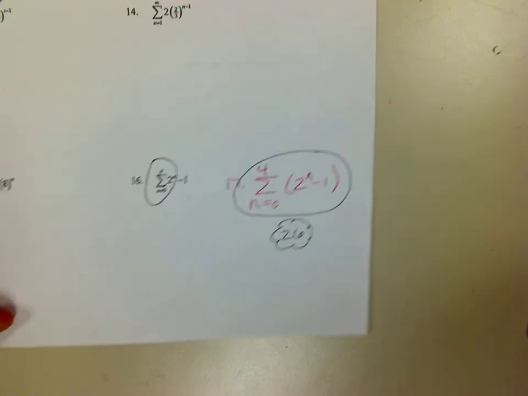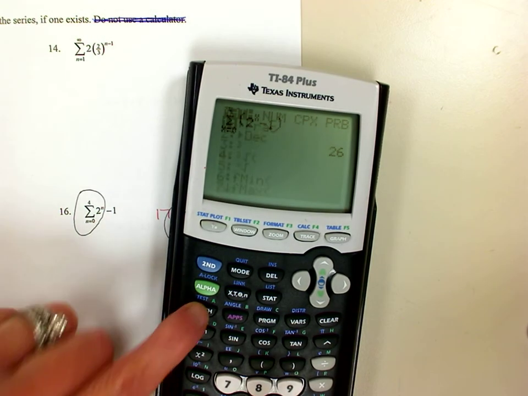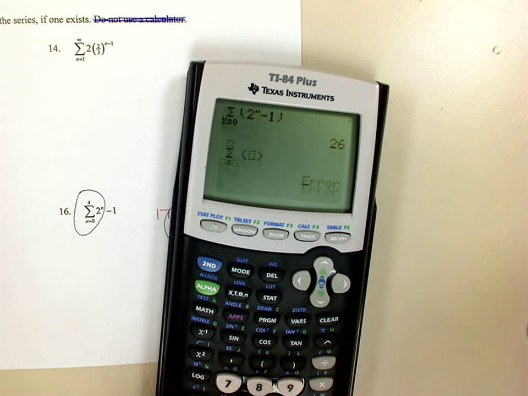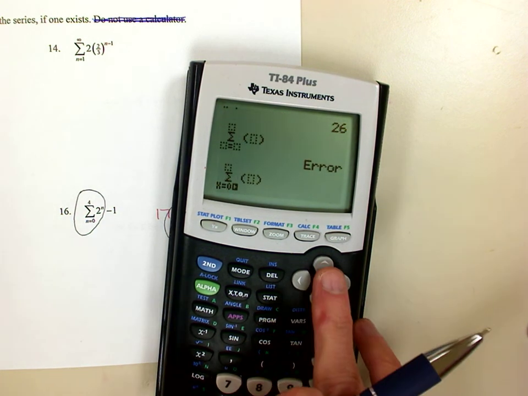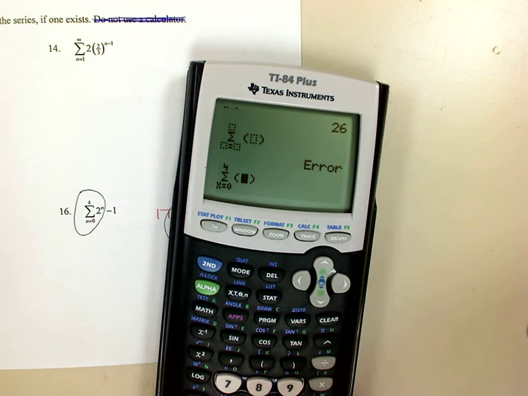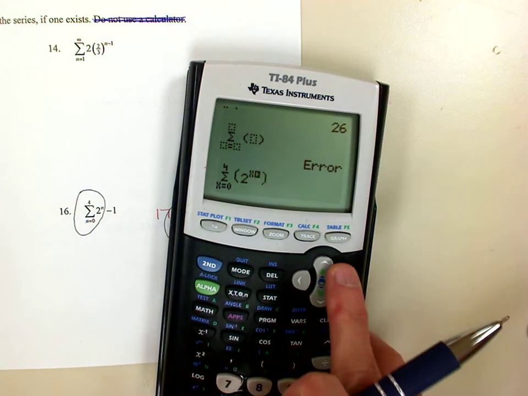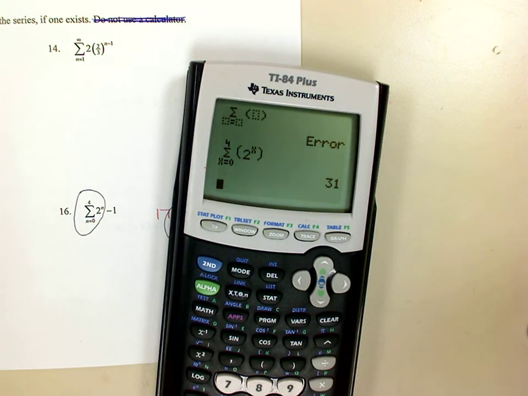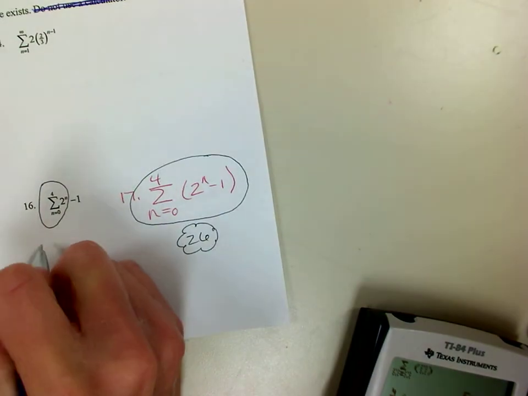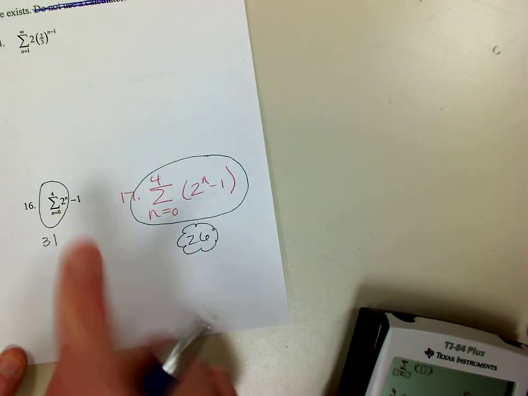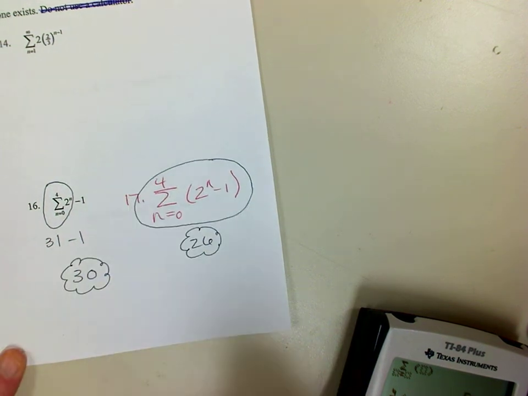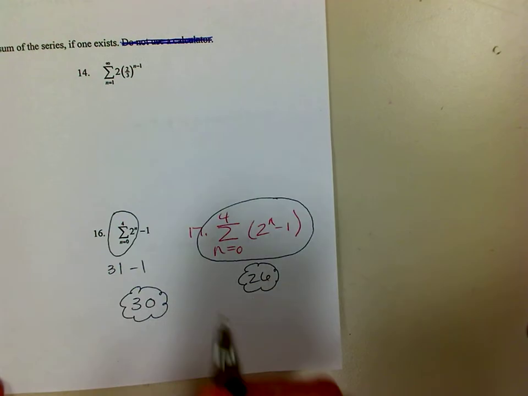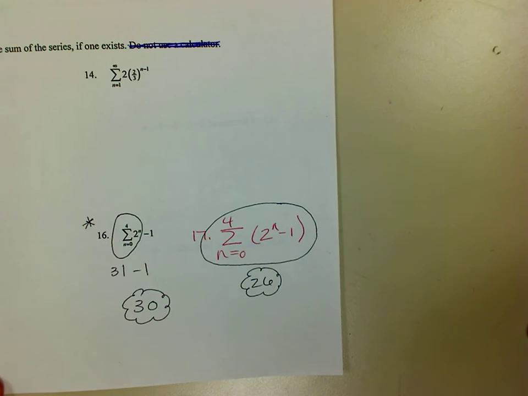So we're going to put just this in our calculator. Okay, so x equals 0, 4, and just 2 to the x. So that's 31. This part's 31. And then in the end, I'm going to subtract 1 from it. So I'm actually going to get 30. So that's the difference between these two. So you have to really pay attention to if you have parentheses or not.